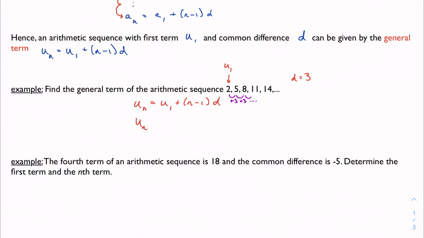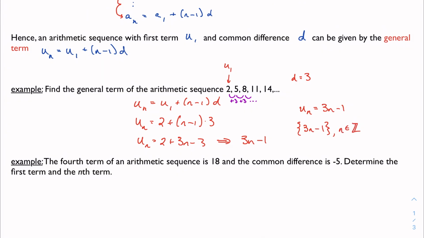So u sub n is 2 plus n minus 1 times 3. Let's simplify this. I get 2 plus 3n minus 3, or I get 3n minus 1. So my general term, we could just state it as 3n minus 1. And if you remember from 1.1, if I wanted to express the sequence just kind of as a whole here, I could write it this way. But if I just want the general term, then stating just u sub n is perfectly fine.